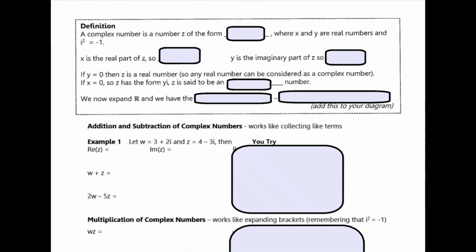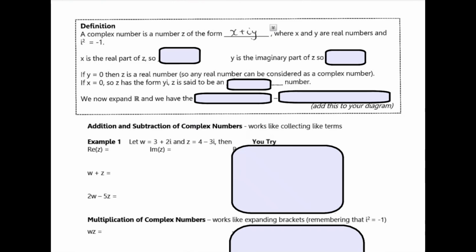So we can add this onto our diagram. Complex numbers, we define to be numbers of the form x plus iy, or a plus bi, or something like that. x and y have to be real numbers. They can't have i's in them. And we're defining i with i squared equals minus 1.